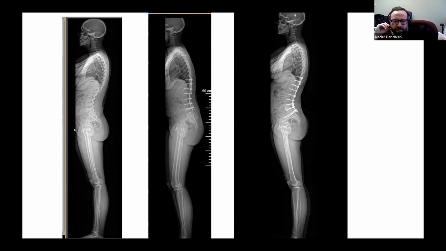Fantastic case, Matt. These are my thoughts. I mean, this is a fantastic case. You just took care of her and did the right thing, and fantastic correction. Excellent job. Yeah, it's really nice, Matt.